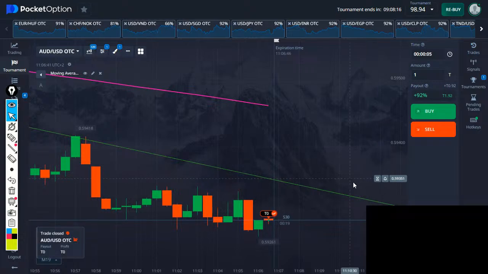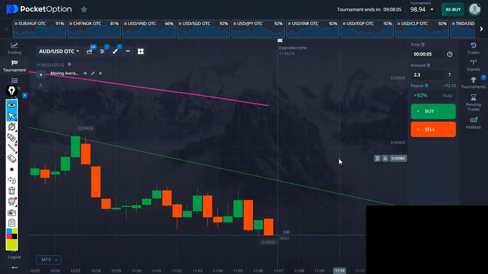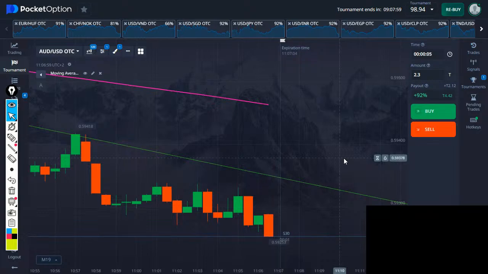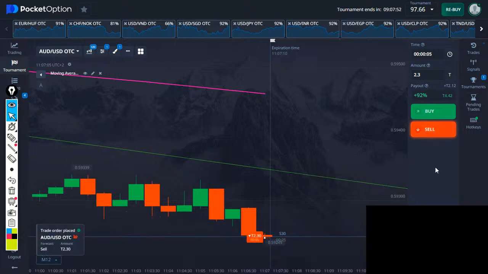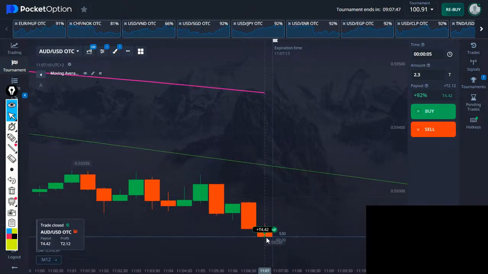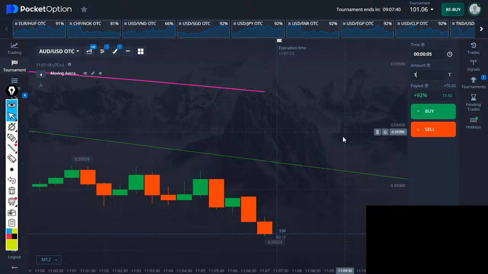That's a loss. A 10 seconds would have been a win. A 10-second trade would have been a win. So increase the amount to 2.3. So this is the second time a 10 seconds would have avoided us a loss. Let's see. Green, red. We'll go for a sell. Pull back. See? Beautiful. And 10 seconds would have been a very easy win. Go back to 1.